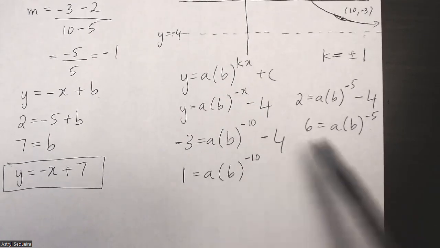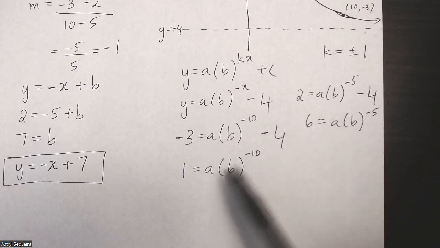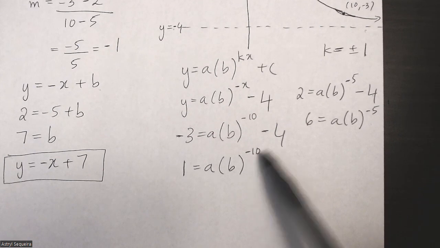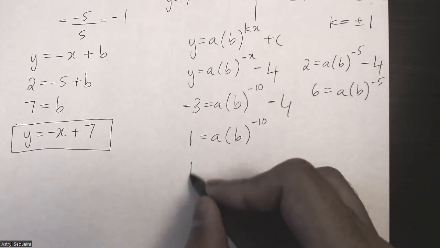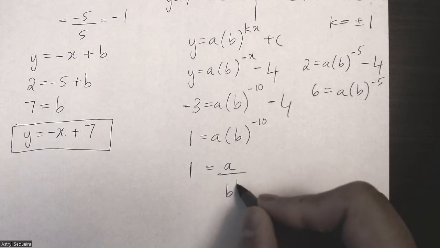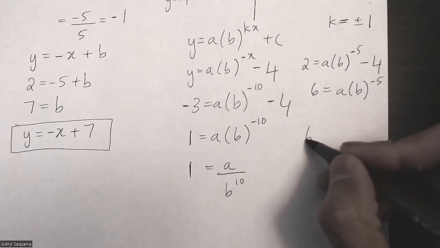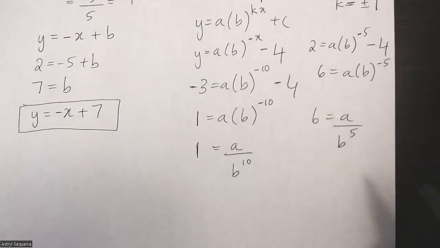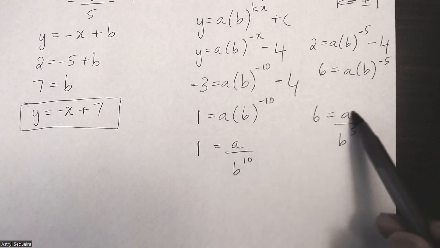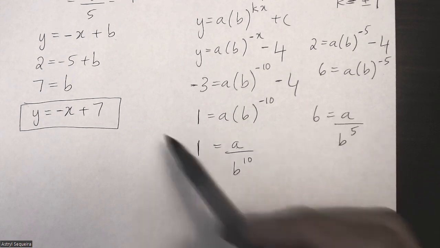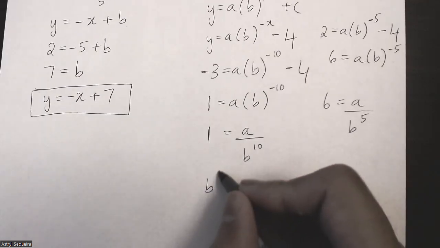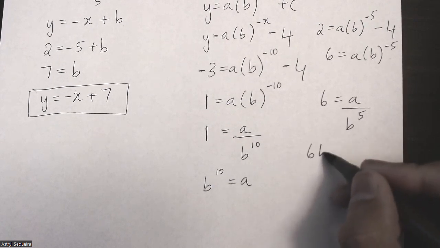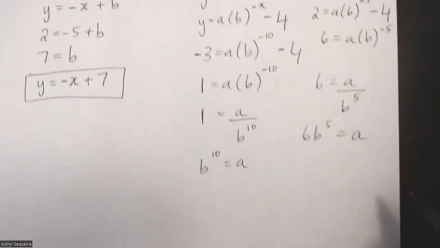Now I have two equations and I have two variables. So I have to solve this with substitution. To make things a bit easier, I'm going to start by just making my exponents positive for both equations. So here 1 equals a over b to the power of 10. And over here 6 equals a over b to the power of 5. I can actually isolate my a for both equations. Honestly, I'm just going to cross multiply these across. So b to the power of 10 equals a over here. And over here, 6b to the power of 5 equals a.